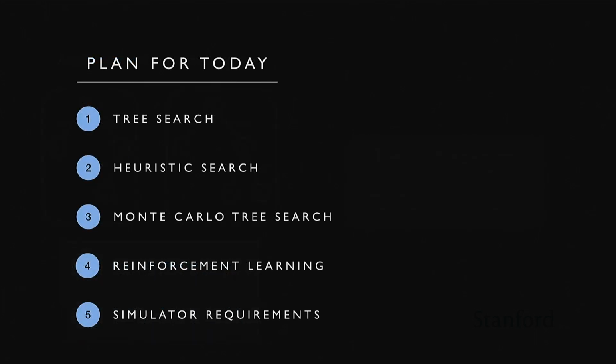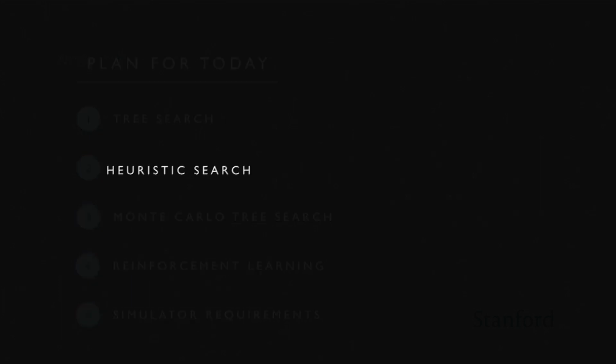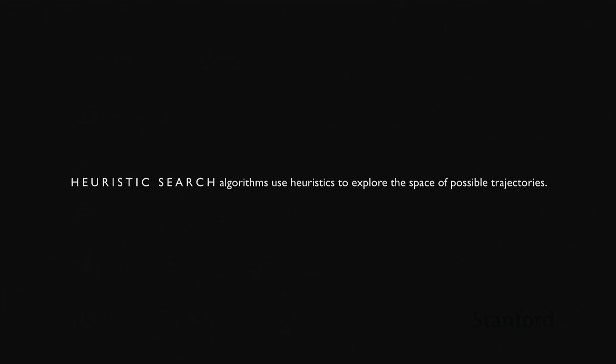Okay, so that's tree search, and now we're going to talk about all of these different ways we can implement those select and extend steps. The first type of search we're going to talk about is heuristic search. No surprise, heuristic search algorithms use heuristics to explore the space of possible trajectories. Another name you might have heard this go by is rapidly exploring random trees, or RRT. That's another name for the algorithms we're going to be talking about.